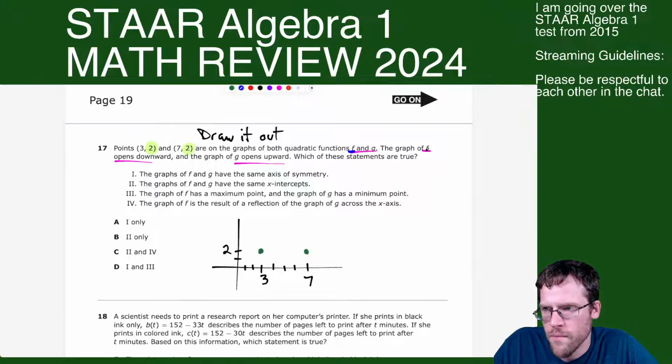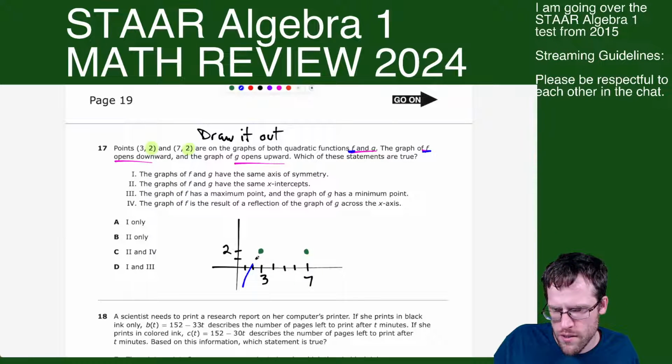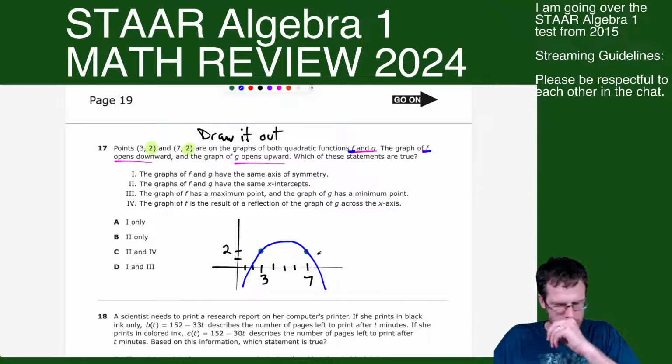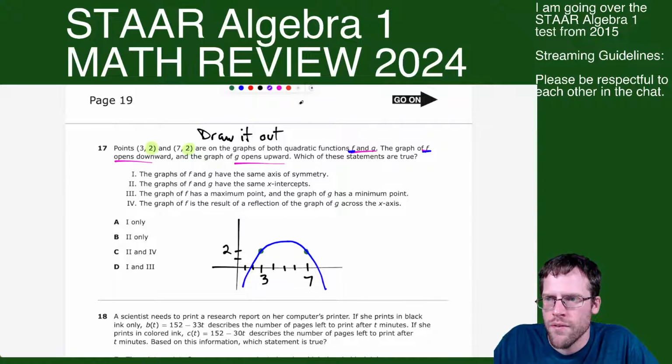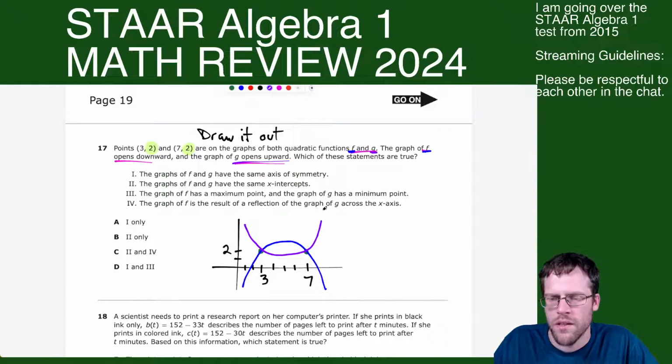So I'll color code this. I'll say f is going to be in blue, and the graph of f opens downward. So when I draw the quadratic f, let me just draw this as nice as I can. It's going to look like this. Okay, so there's the graph of f. The graph of g is going to open upward. So it's going to look something like this. And now we answer the questions.